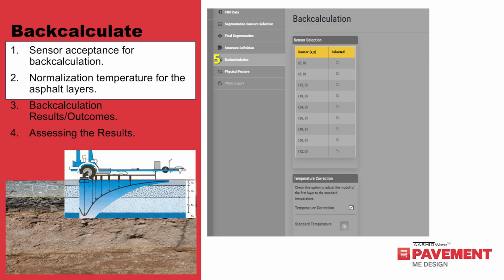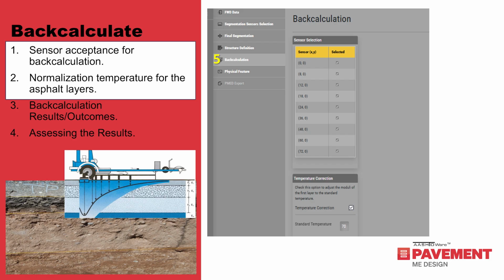The next topic within this session is the back calculation steps. This is Step 5 in the guided process, and the screen for back calculation is shown on the slide. The purpose of the back calculation step is to have the program back calculate the elastic layer modulus for each layer within each segment. There are 4 items covered under Step 5 of the guided process: sensor acceptance for back calculation, normalization temperature for the asphalt layers, back calculation results and outcomes, and assessing the results.